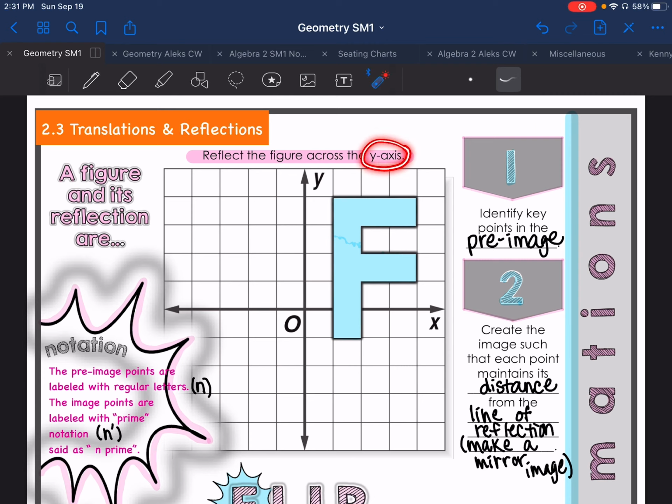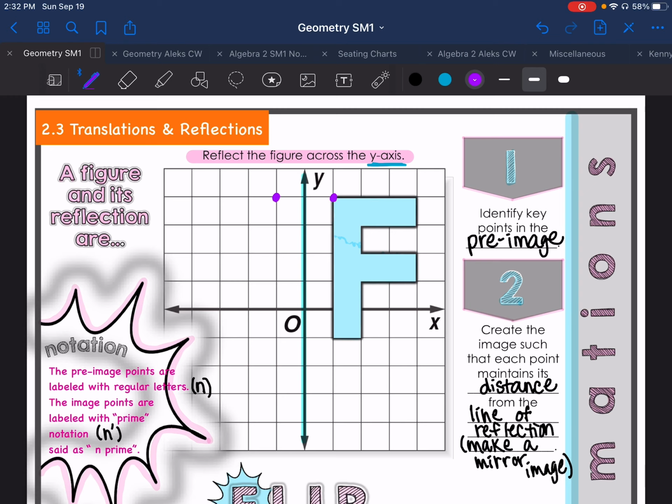Notice that it does say the y-axis. I'm going to underline that, the y-axis. And I'm going to grab my highlighter and highlight the y-axis very thinly because I want to make sure that I go point to point across that y-axis. So I'm going to start with this corner point right here, and I count that it is one away from the y-axis. So I simply go one away on the other side, and there is my first image point.